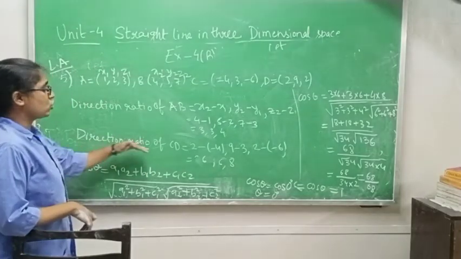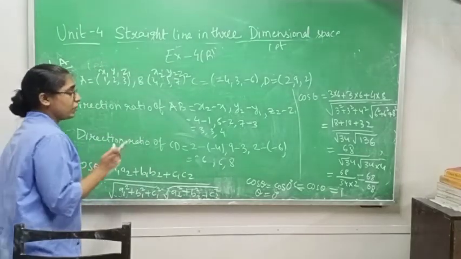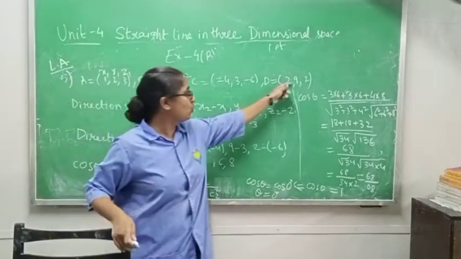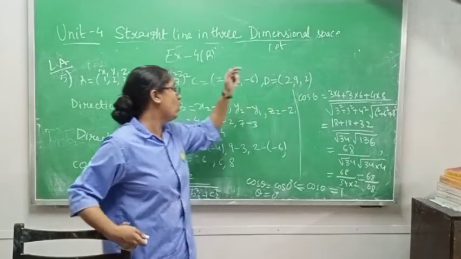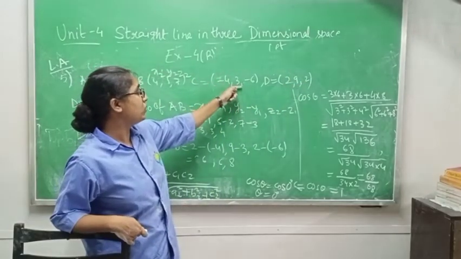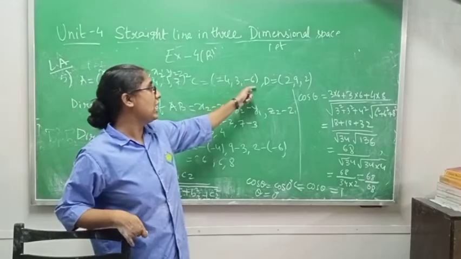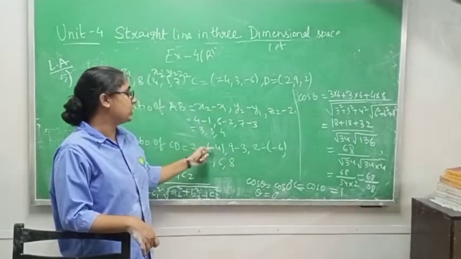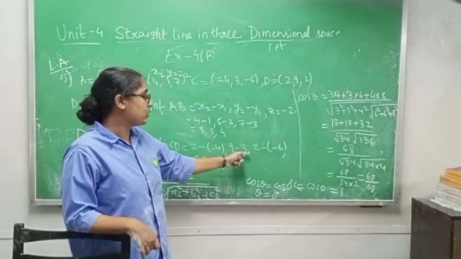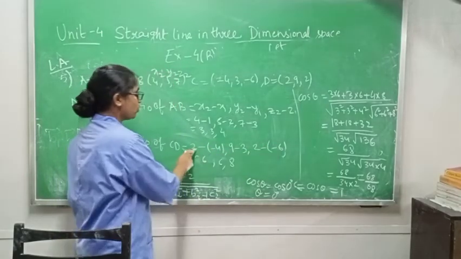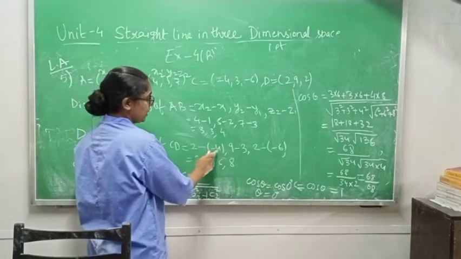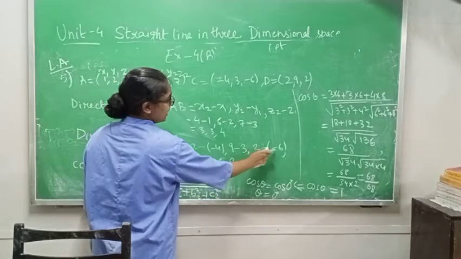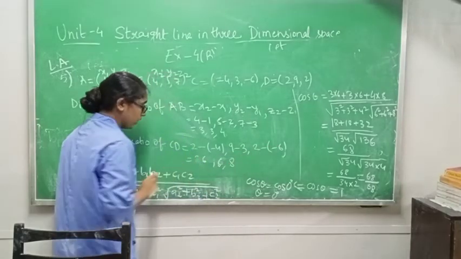Same you will do for the direction ratio of CD. It means x2 minus x1, y2 minus y1, z2 minus z1. Now x2 is 2, y2 is 9 and z2 is 2. x1 is minus 4, y1 is 3 and z1 is minus 6. When you solve, you will get 2 minus (minus 4), 9 minus 3, 2 minus (minus 6). So 2 plus 4 is 6, 9 minus 3 again gives you 6, and 2 plus 6 will give you 8.